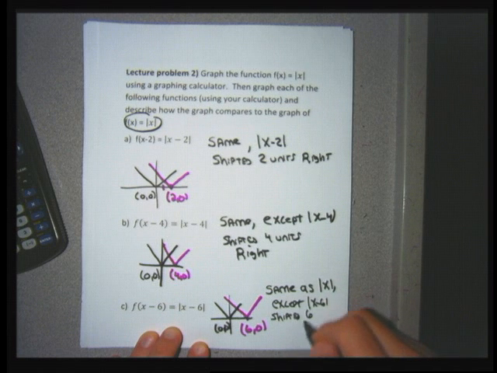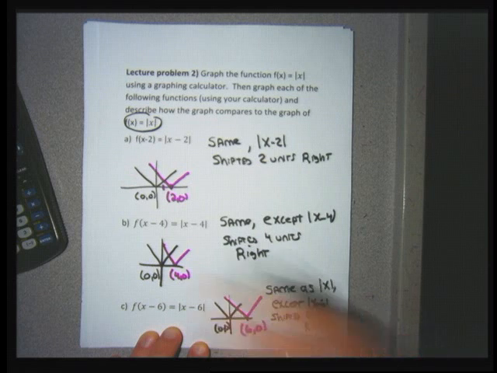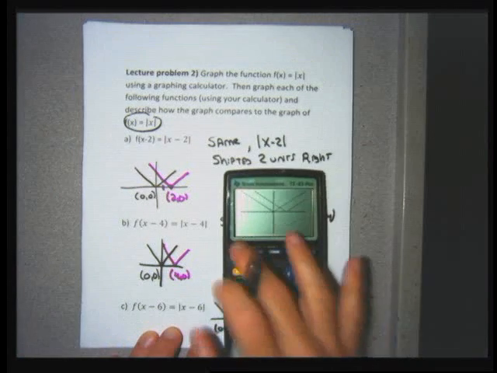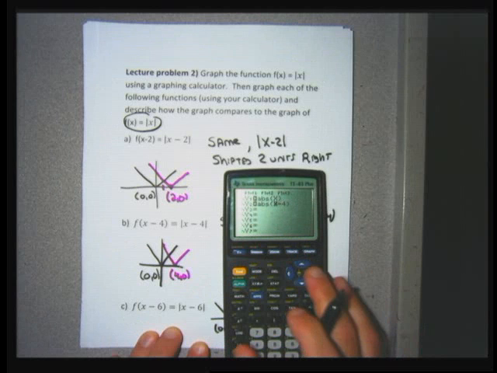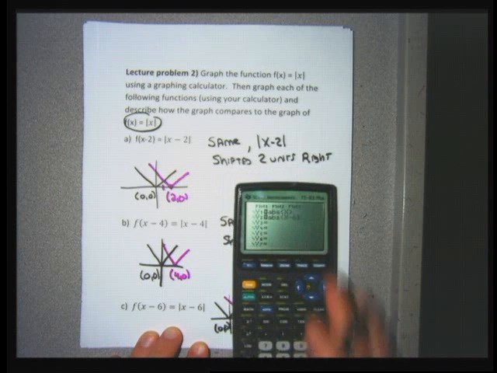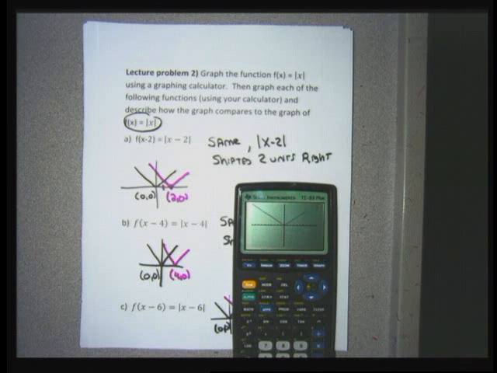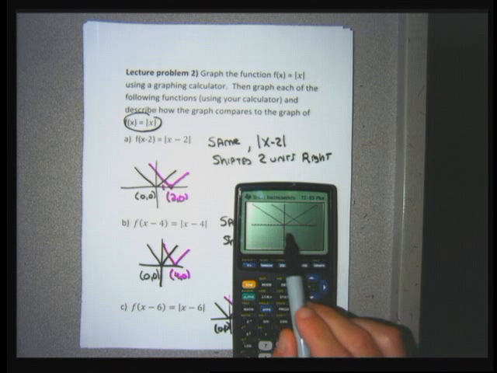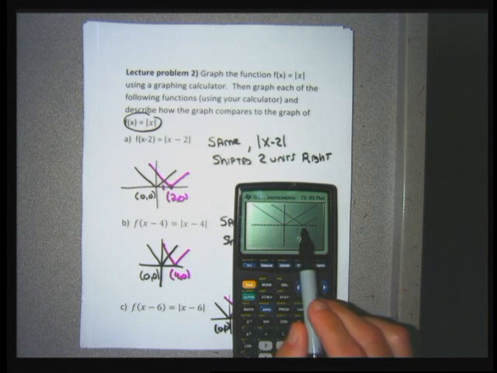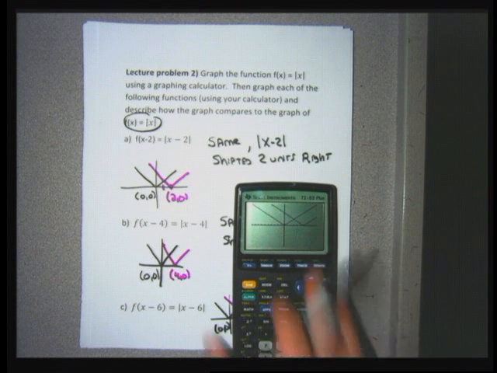6 to the right, which means when I graph this on my calculator and I change the x minus 4 to x minus 6, that second graph, its v should be at 6. If I count over and go 1, 2, 3, 4, 5, 6, that is exactly what happens.